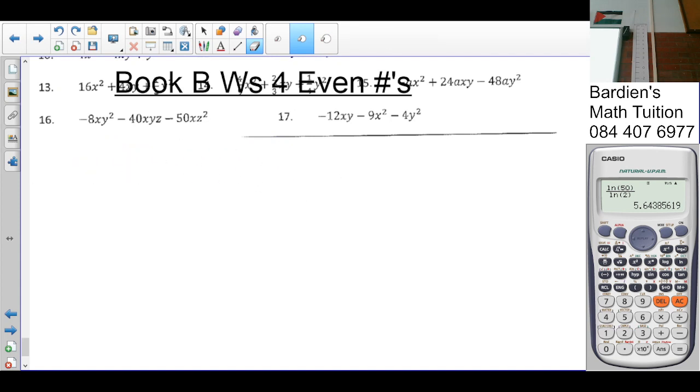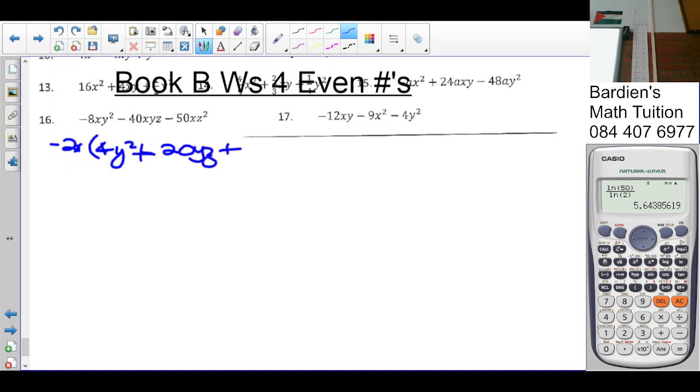Let's take negative 4y squared. It was negative 2x. So it's negative 4y squared minus 20yz. Plus? There's supposed to be plus here. Yes. 25z squared. What's the square root of 4y squared? 2y. What's the square root of 25z squared? 5. That times 2 times 2 is 20yz. So it works. Not so? Any confusion? No.